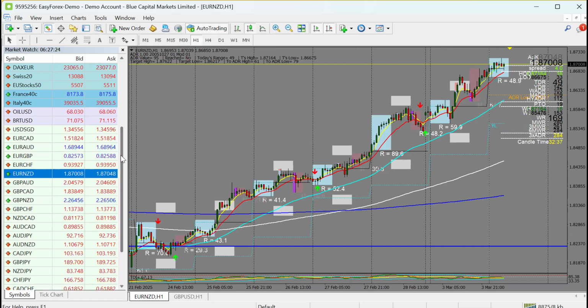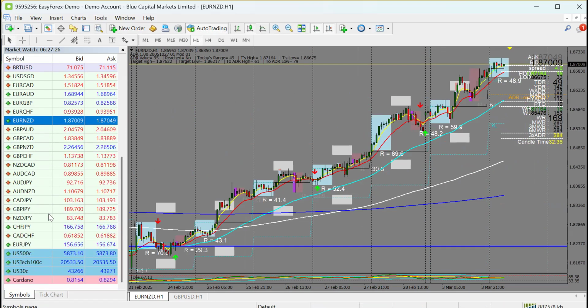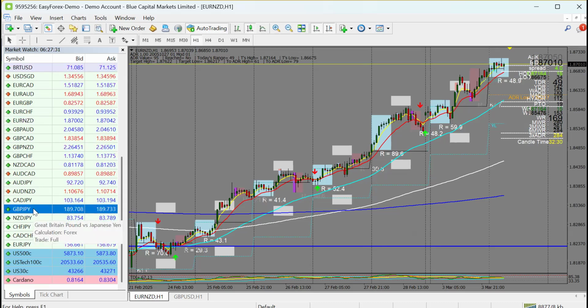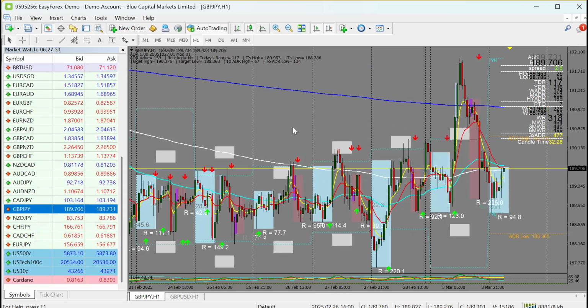Another group we have is the yen pairs. Talking about the yen pairs, I'll be talking about GJ, and all the yen pairs, we are very bearish on them. The reason is the positive economic factors on the yen. So the yen is gaining. That's why you're very much sells on these yen pairs.